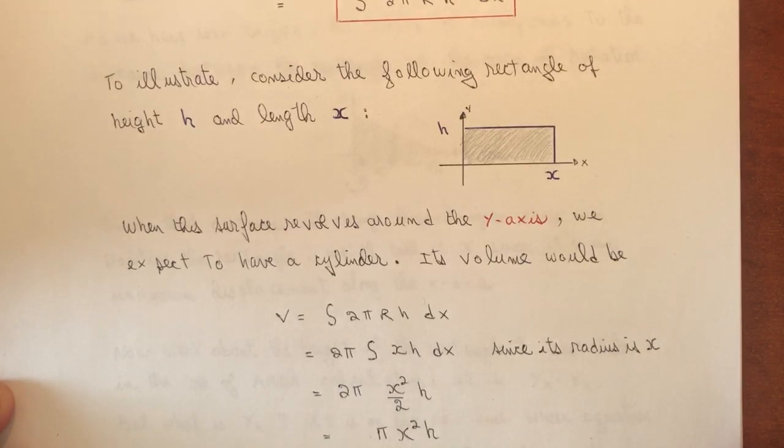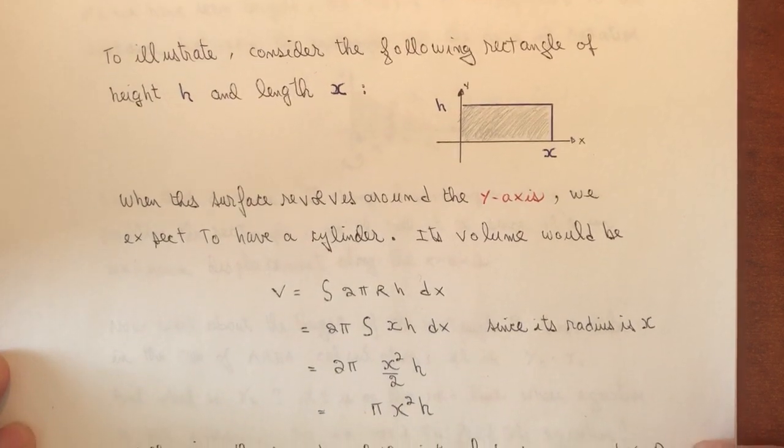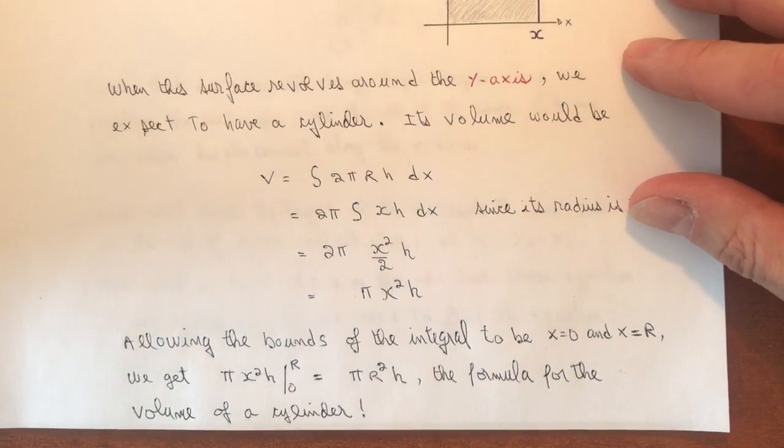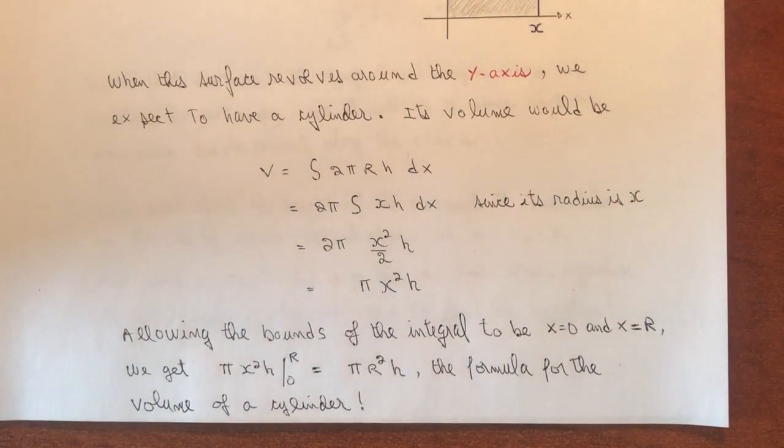Integrating x h dx with respect to x, we get 2 pi times x squared over 2 times h, which is pi x squared h. Now it is interesting to notice that if we put the bounds in this integral, from 0 to big R, we get that pi x squared h between 0 and R is pi R squared h, which is the formula for the volume of a cylinder.